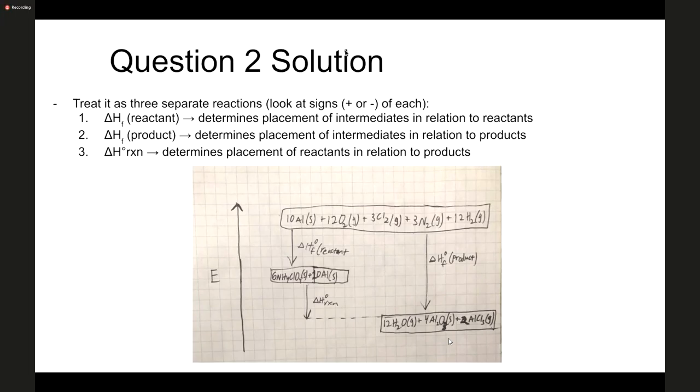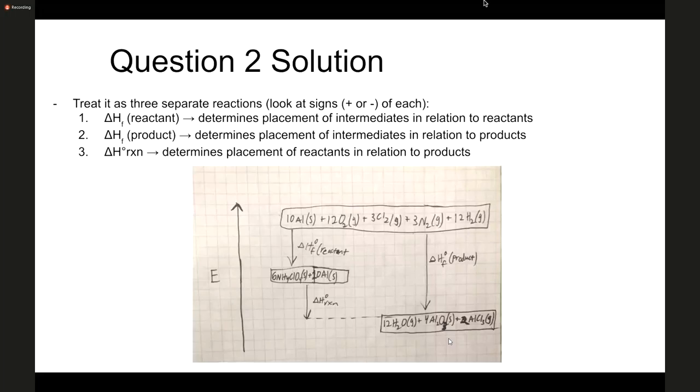This looks like we're starting out. I mean, the way that I would see this diagram, it looks like we're starting out with the constituent elements, then we're going to the reactants, then we're going to the products. That's not the way I originally thought of it. I thought you would go from the reactants up to the constituent elements and then back down to the products. Yeah, so this is, okay, I see what you're saying.